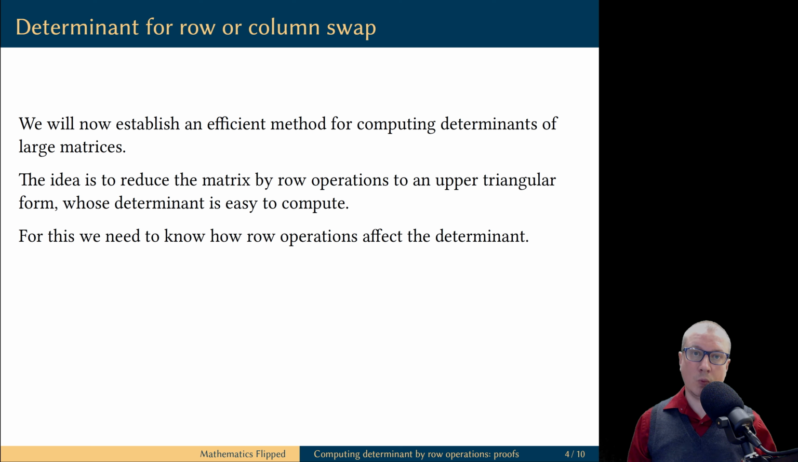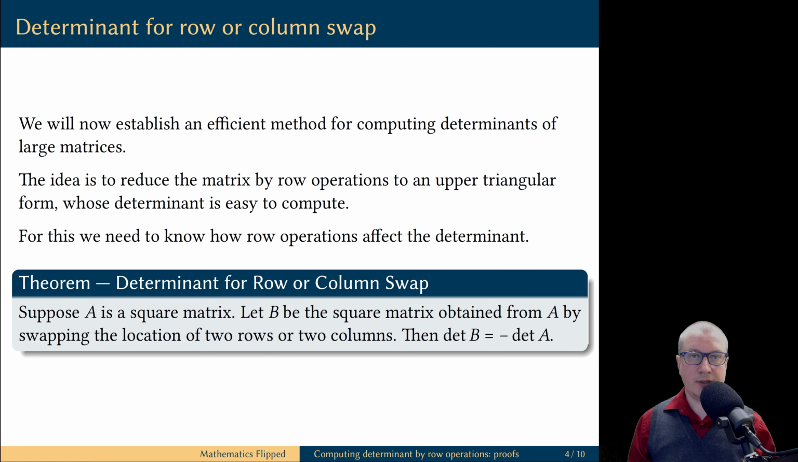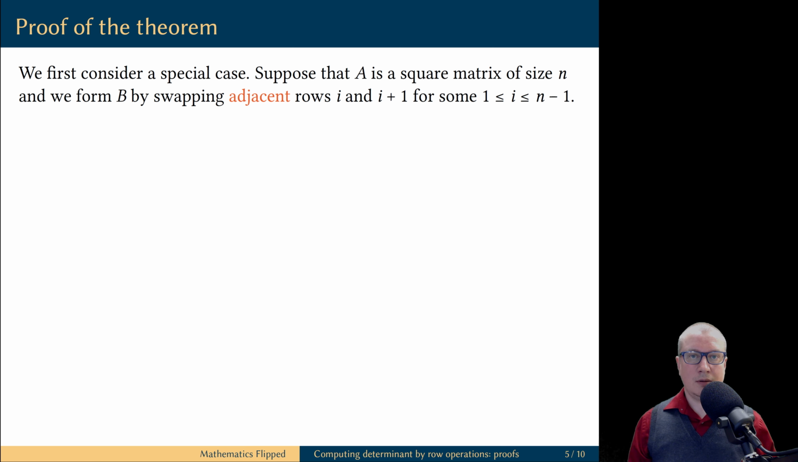Therefore, we will take one row operation at a time, and we will see what happens to the determinant of the matrix. First, let's prove that if you swap the location of two rows in a matrix, then the determinant changes the sign. The same rule applies to swapping two columns of a matrix. To prove this result, first, let's consider a special case.